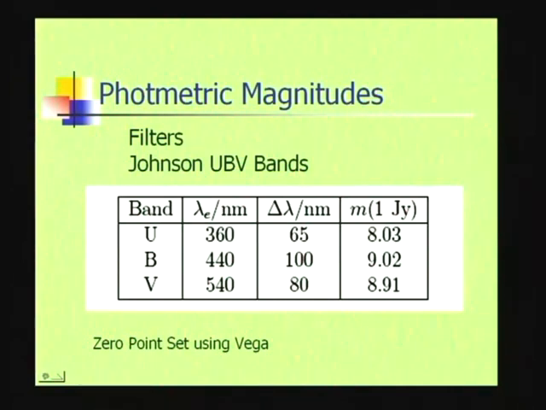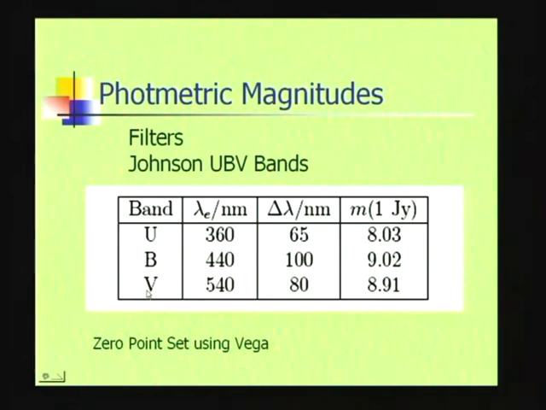So, one could have different sets of filters. People use different sets of standard filters. I have just given one as an example over here. So, this is the Johnson UBV filter. This has been extended further, but traditionally this is what was used, UBV bands. Okay. So, U is the ultraviolet band, B is blue and V is the visual.